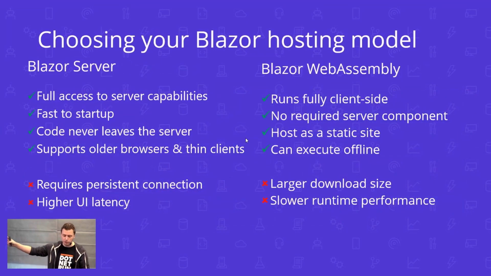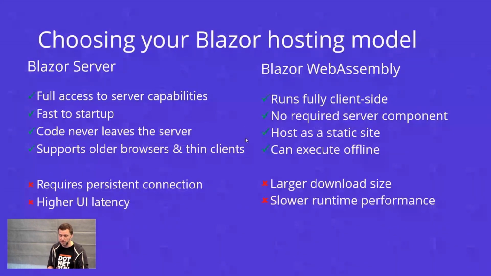I'm not going to read them all to you. I think the important parts are down there. If you do Blazor Server, you have to have that persistent connection, right? So offline applications, not really an option. You have a higher UI latency because every click is going to go back and forth. So by definition, you're going to have that UI latency, if you're going to even notice it or not. But if you're going to go with WebAssembly, you have that larger initial download size.